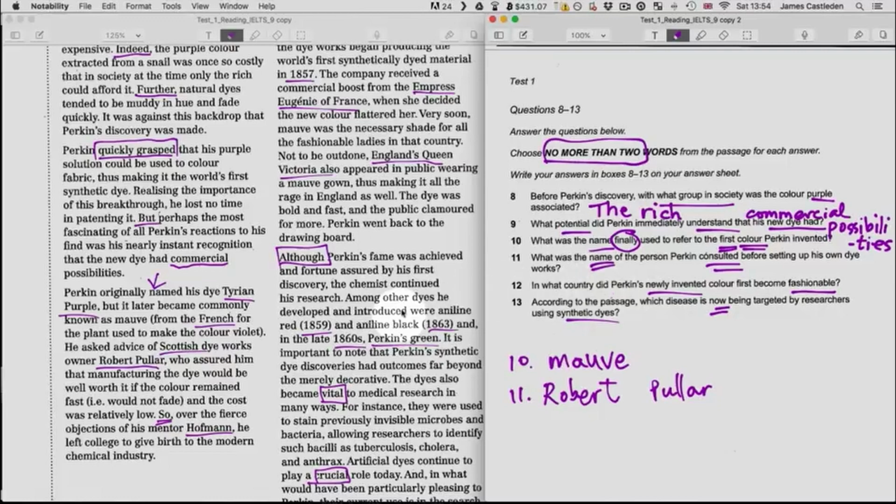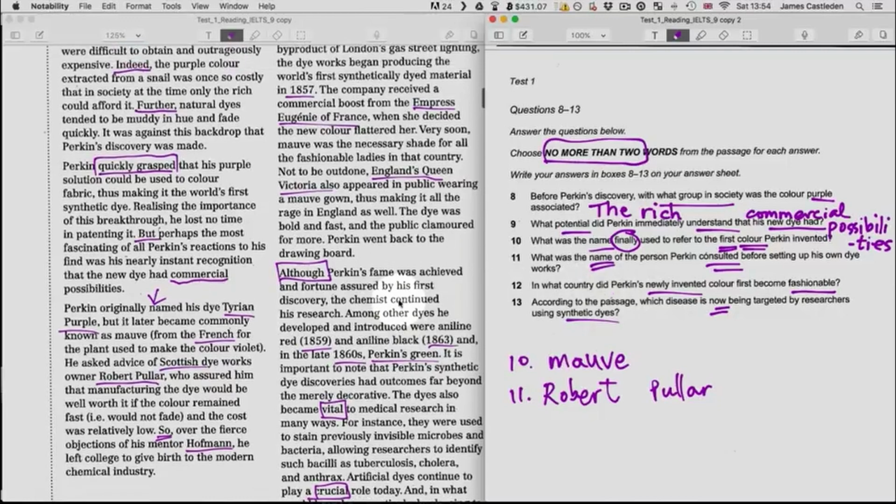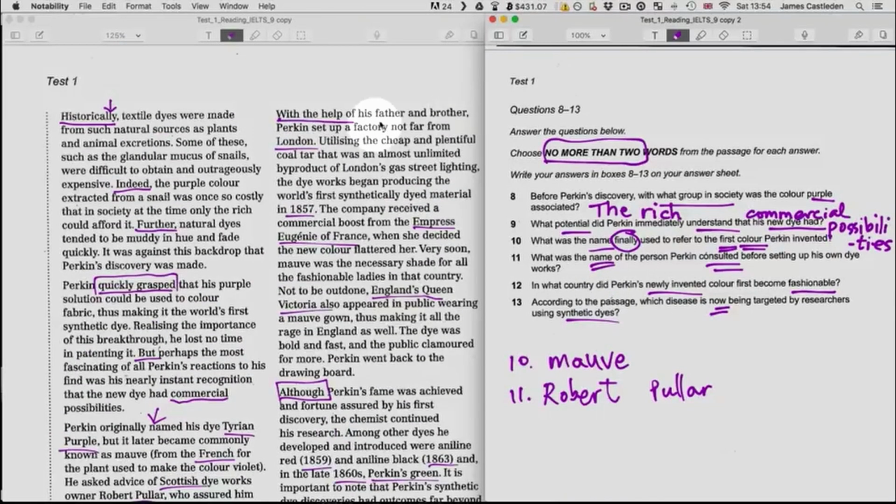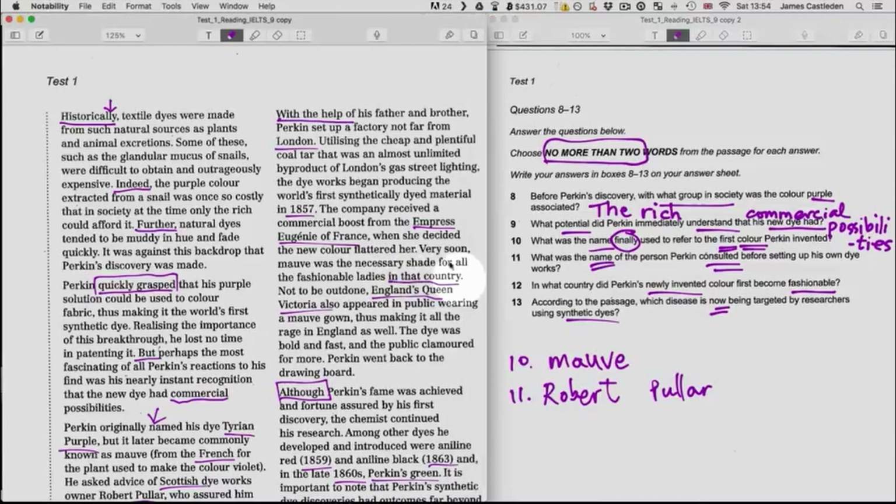What country did it first become fashionable in? Well, we've seen the word France, so we can quickly see that. In that country. Okay, so he got a commercial boost, some money from the Empress Eugénie. She loved the color. Soon, mauve was a necessary shade for all the fashionable ladies in that country.